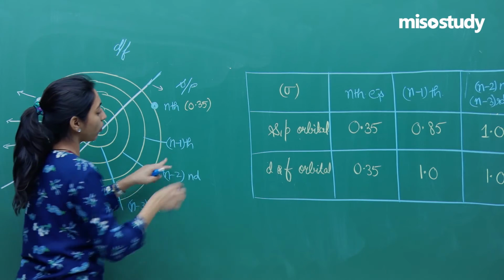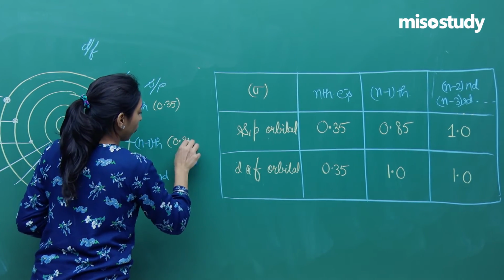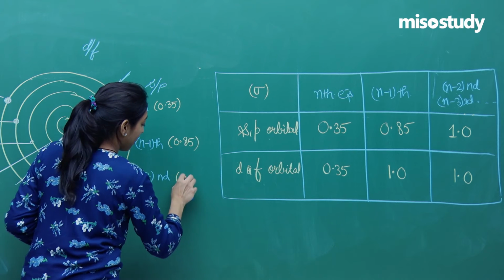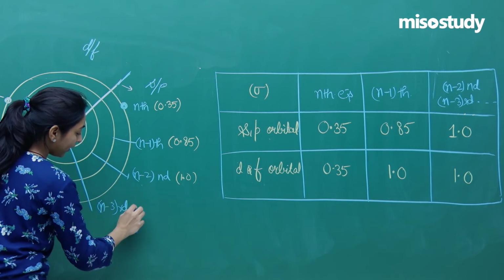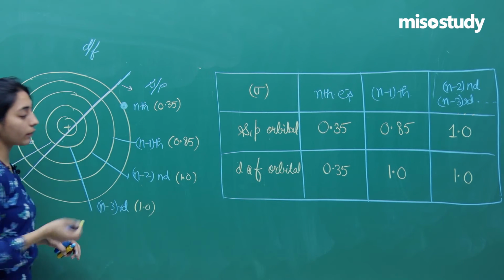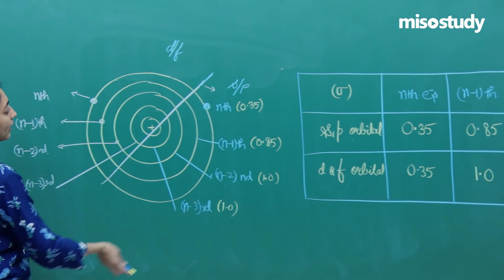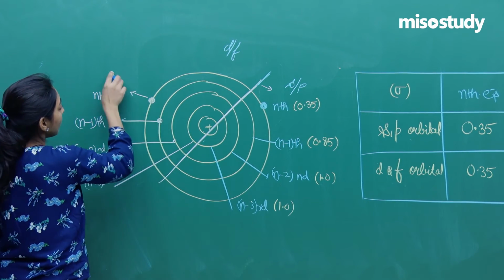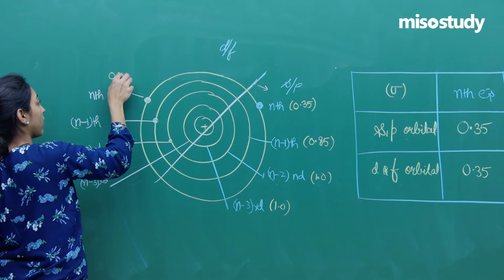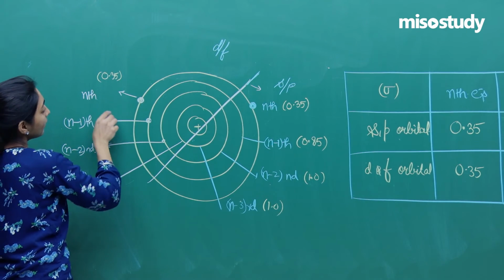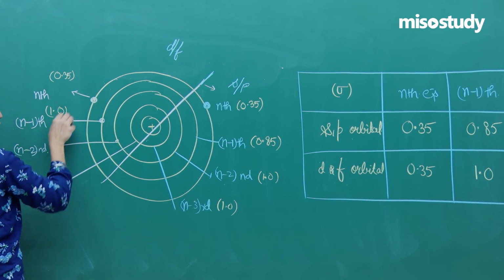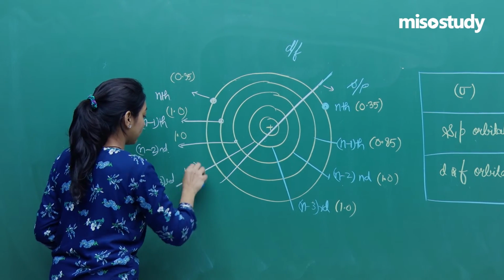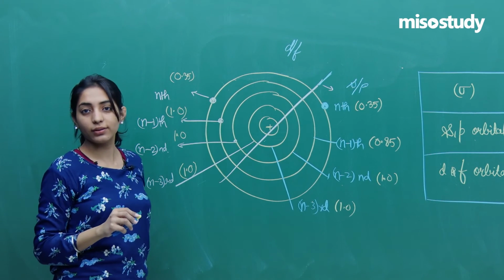If it is n minus 1th, 0.85 per electron. If it is n minus 2, 1. Anything inside, 1. Okay. Similarly, let us say if the outermost electron is d and f electron. So for nth, it will be 0.35. For n minus 1th, it will be 1.0. N minus 2nd, 1.0. N minus 3rd, 1.0, and so on, so on, so on.